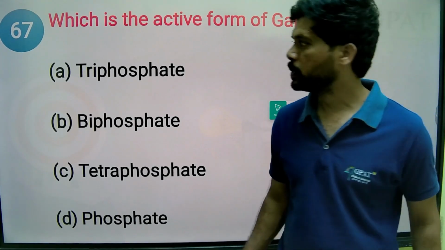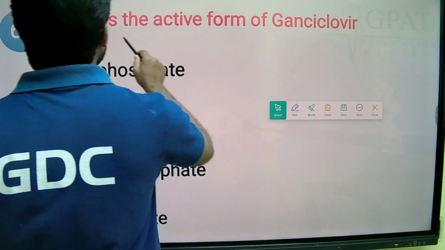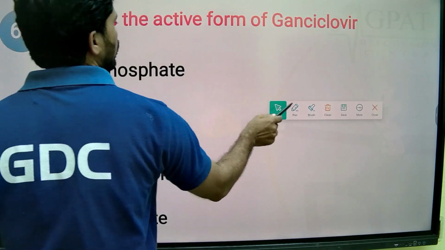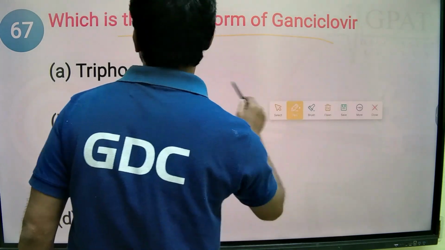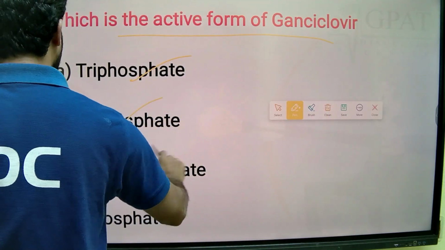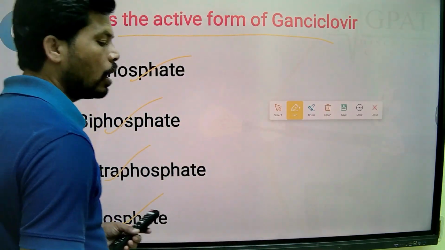Okay. So Ganciclovir is an antiviral drug. Which is the active form of Ganciclovir? Triphosphate form, biphosphate form, tetraphosphate, or phosphate?